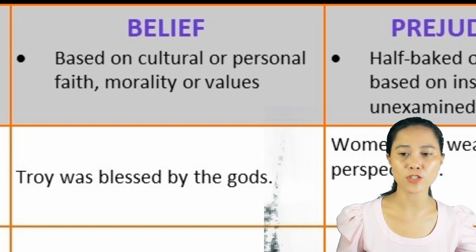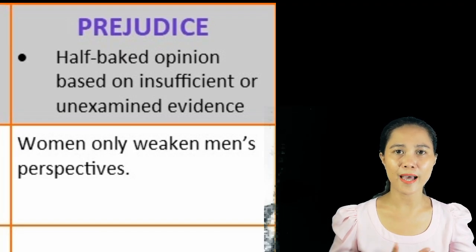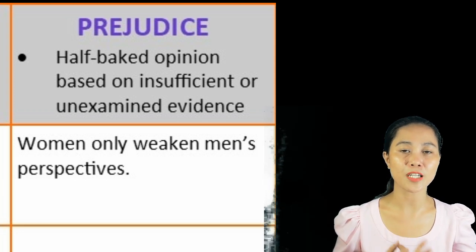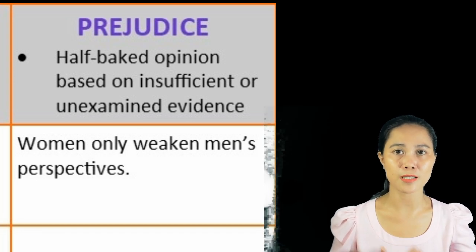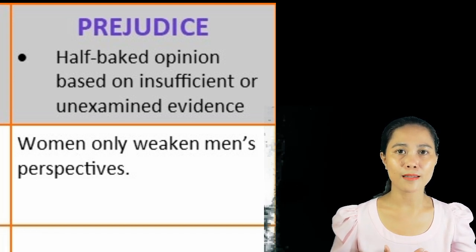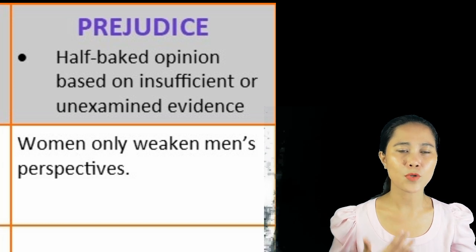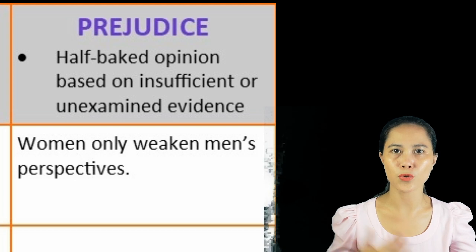Now, for prejudice, women only weaken men's perspectives. Just because Helen was the cause of the war, the Trojan War, because the three goddesses presented themselves to Paris in order to choose who the fairest is, doesn't mean that women's roles in this world is only to weaken men's perspectives. Of course, they affect men like anyone else, regardless of gender. We affect each other. We can weaken each other, whether man or woman, child or old alike.